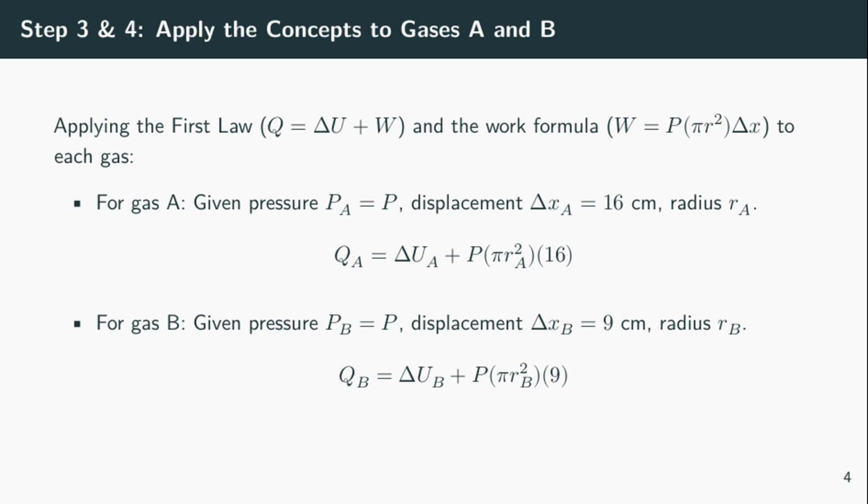Okay, let's apply these concepts to our two gases, A and B. Remember the first law, Q equals delta U plus W, and our work formula, W equals P times delta x. For gas A, the pressure is P, the displacement delta x A is 16 centimeters, and the radius is Ra. So the heat supplied to A, QA, equals the change in internal energy for A, delta UA, plus the work done by A, which is P times pi times Ra squared times 16. Similarly, for gas B, the pressure is also P. The displacement delta xB is 9 centimeters and the radius is Rb. So the heat supplied to B, QB, equals the change in internal energy for B, delta UB, plus the work done by B, which is P times pi times Rb squared times 9.